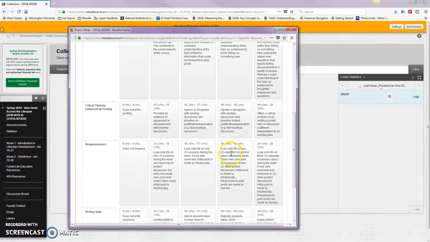is that you're logging onto the Blackboard on 2 separate occasions during the week, and you're posting and responding to 2 other discussion posts. And you make your initial post by Wednesday, and responses to peer posts are made by Sunday. If you want to get up in this level, you need to present the full package of quality expectations.